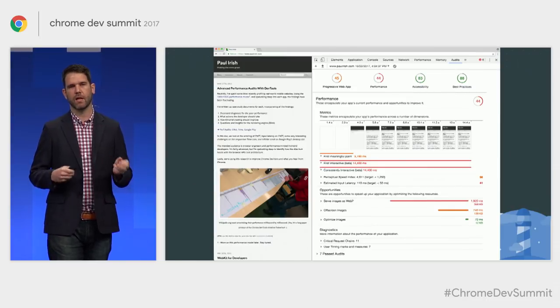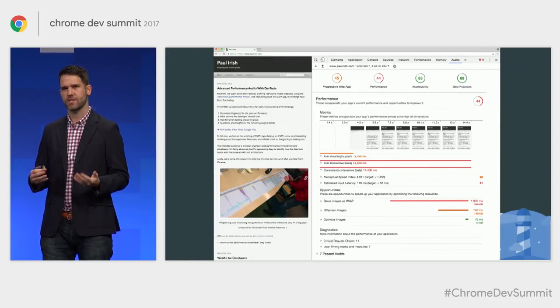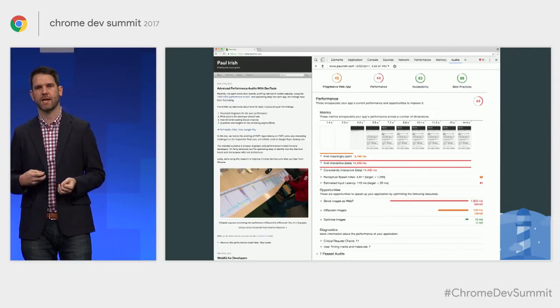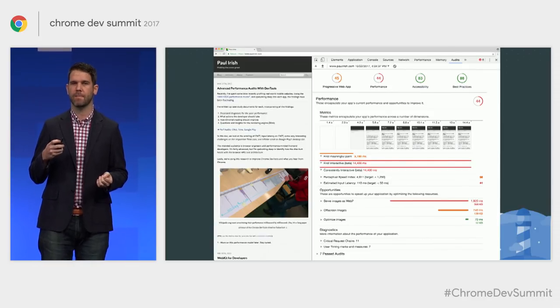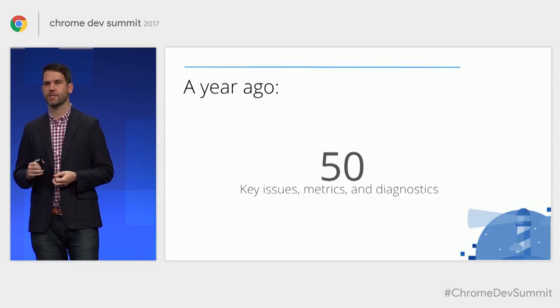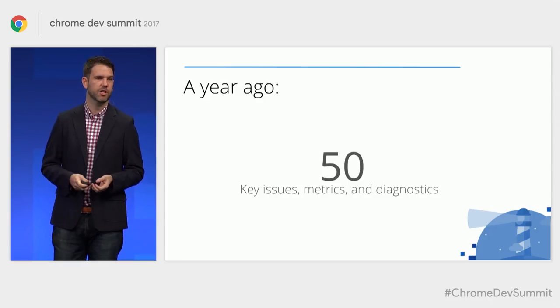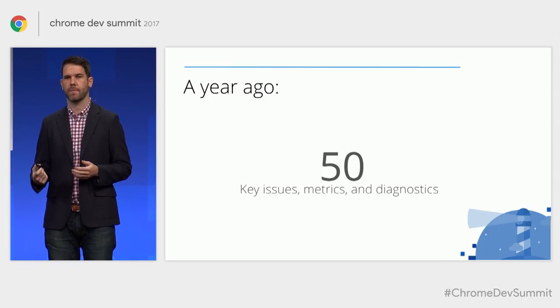So there's been a lot happening there. We're happy that Lighthouse is available in DevTools, and on the CLI as a node module. Even last year, we were on this stage talking about Lighthouse. And in the last year, Lighthouse diagnosed about 50 different issues around progressive web apps and performance.